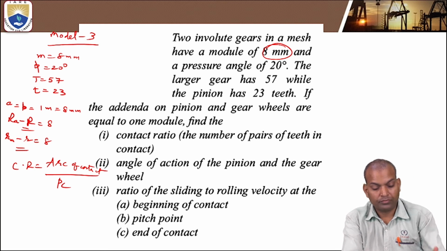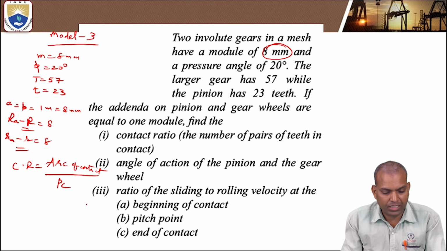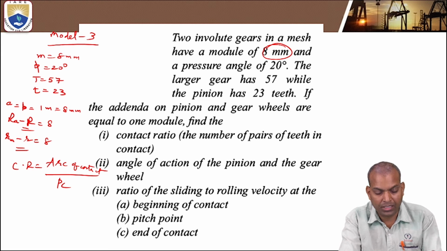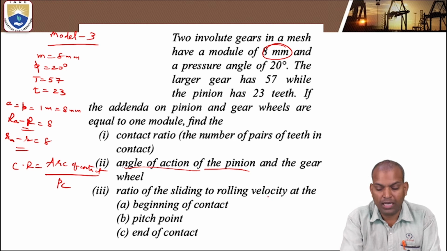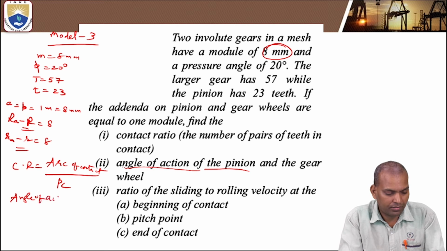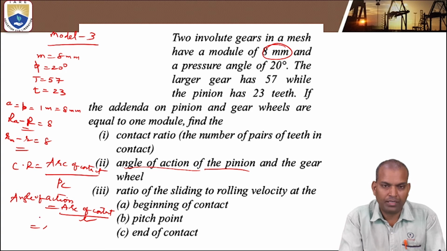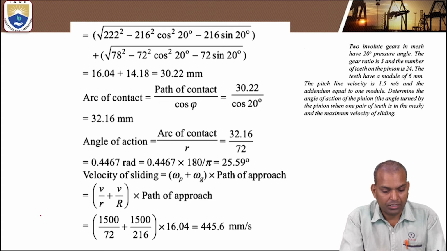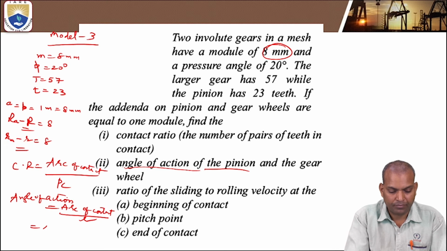Another objective, the second objective, is the angle of action of the pinion and the gear wheel. There are again two objectives. What is the angle of action? The angle of action equals arc of contact divided by the radius: for the pinion small r, for the gear capital R. That is the angle of action.